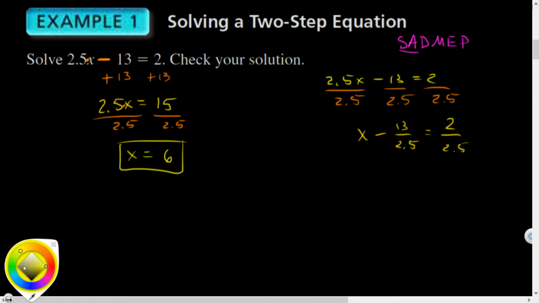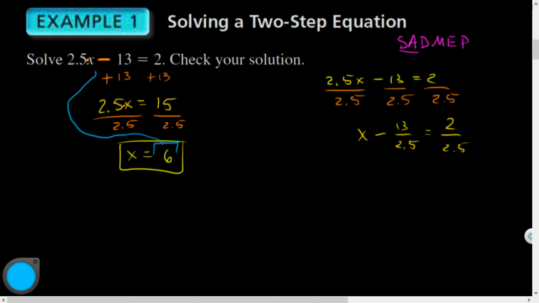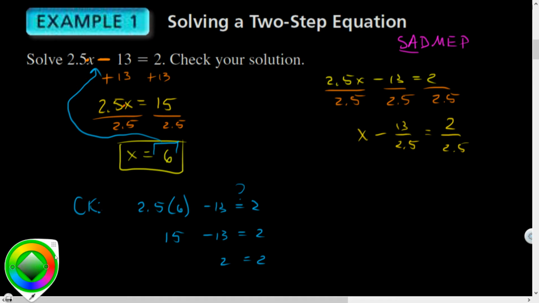They asked us to check our solution. Tell you what, let's do a check. For a check, this is when I do follow PEMDAS. So I'd have 2.5 times 6 minus 13. Is that equal to 2? 2.5 times 6 is 15, minus 13. Is that equal to 2? 2 equals 2. Cha-cha-ching, we found the answer.